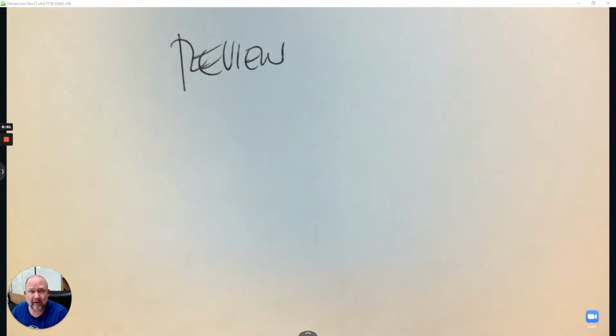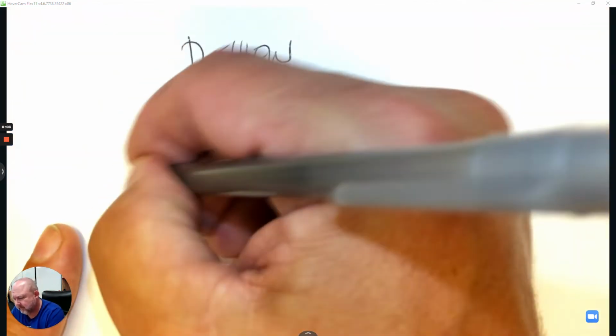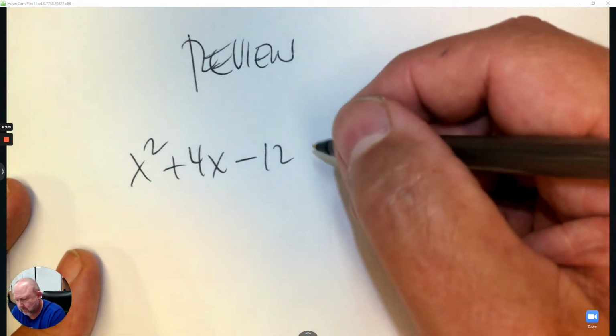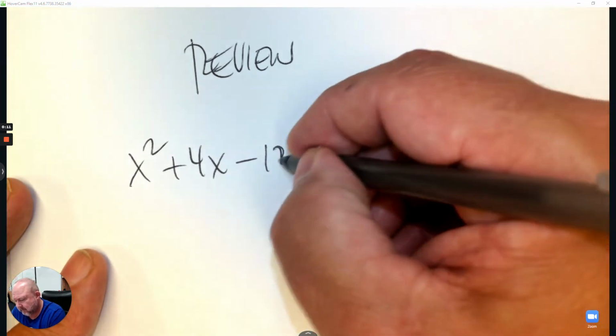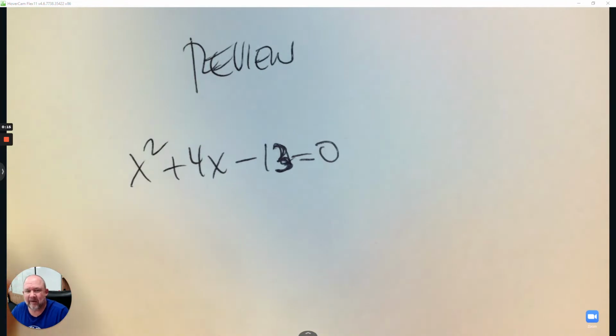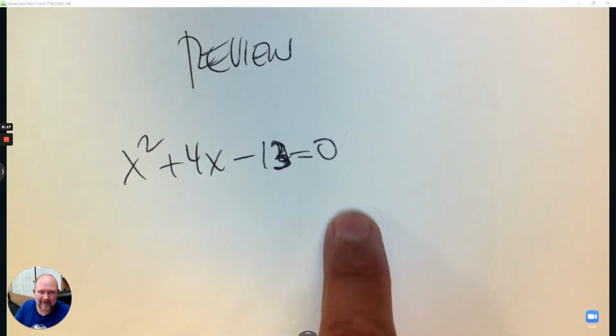All right, we're reviewing completing the square. So let's do this together. Oh, let me pick a different number. 13. That's a 13. All right, so write that down, press pause.